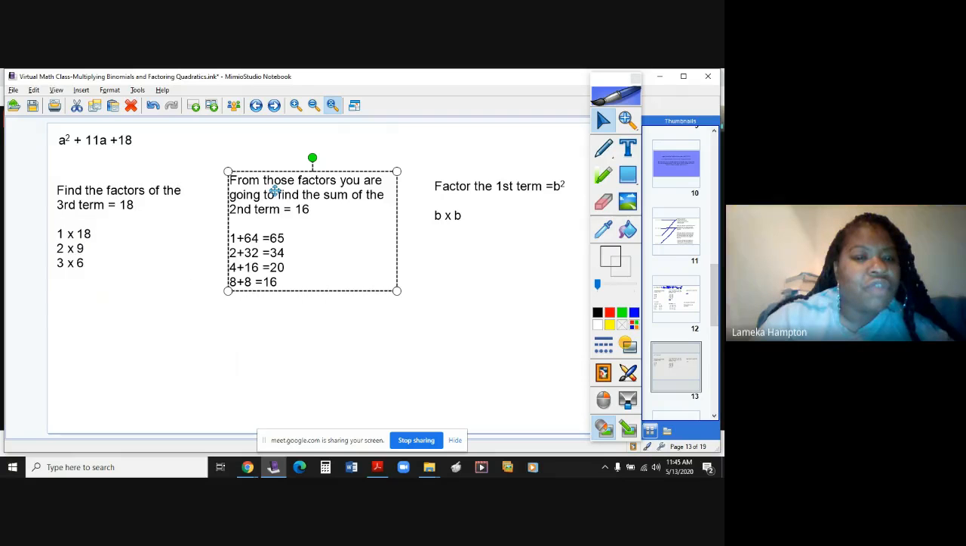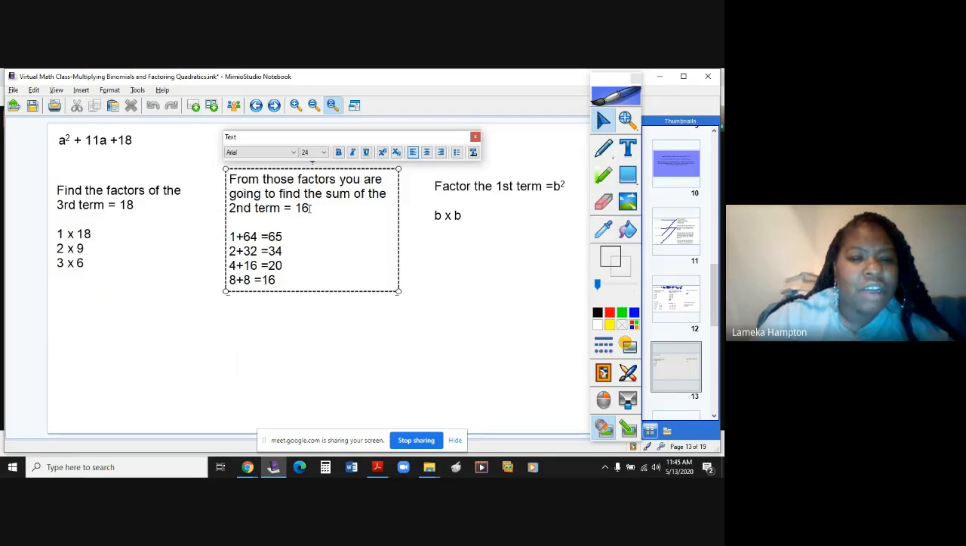Now, from those factors, you're going to find the sum of the second term. What is my second term in this trinomial? 11. Excellent job, Miss Philomena. So now what I'm going to do is I'm just simply going to change my numbers here. Copy and paste is my best friend if y'all noticed, okay? All right. So that gives me 19. That's not what I'm looking for. I'm going to change this to 9. Ah, that's what I'm looking for.